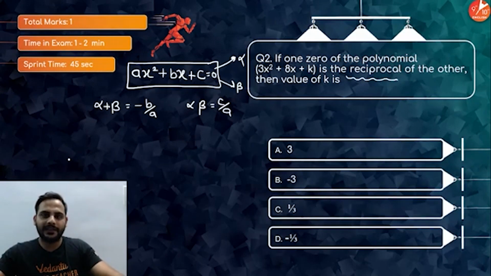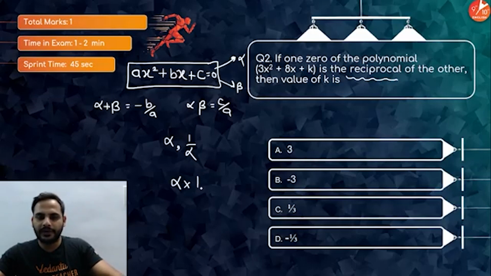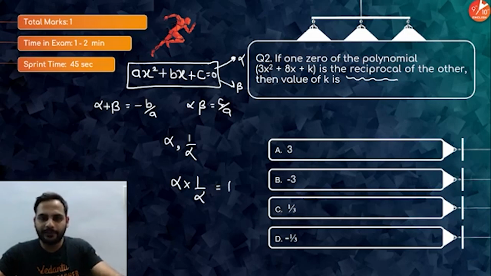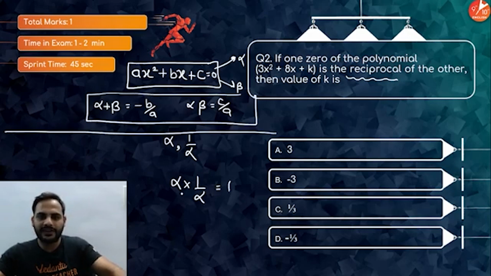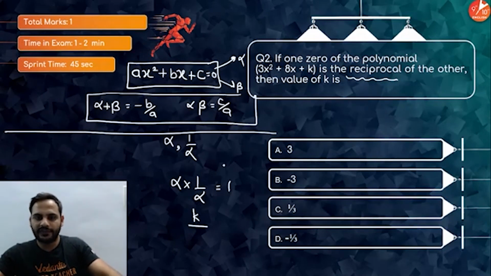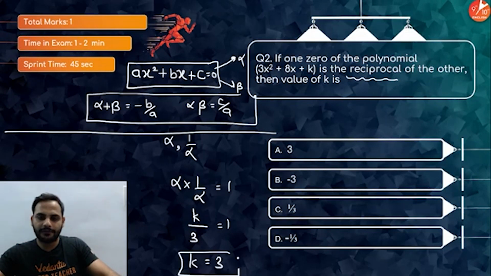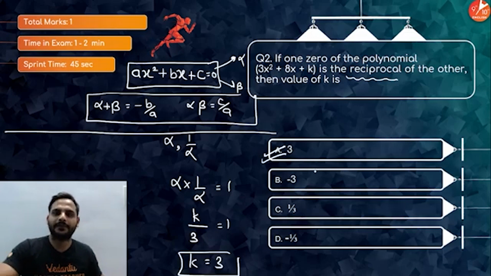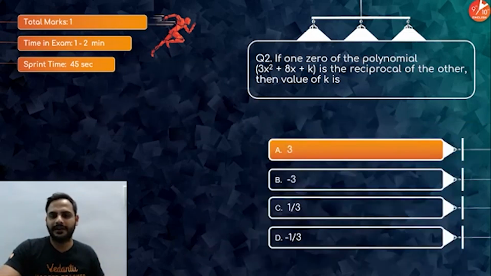So I can say, sir, if one zero is alpha, the other zero is 1 by alpha, and if I do the product, it will be equal to 1, and the product can be written as constant term upon a. The constant term over here is k, and the coefficient of x square is 3. So k by 3 is equal to 1, k is equal to 3. Done. Option A will be your correct answer.